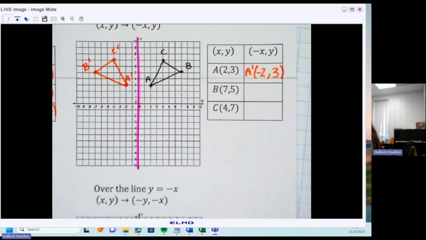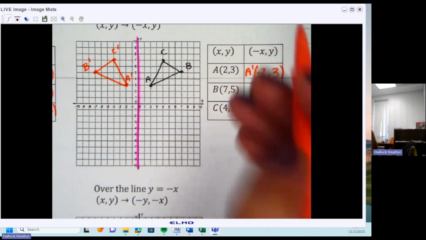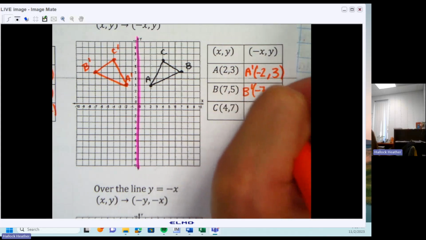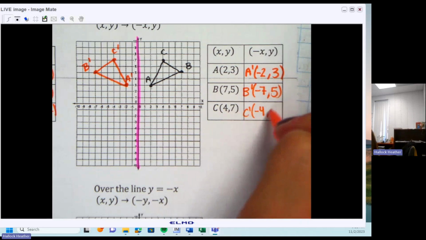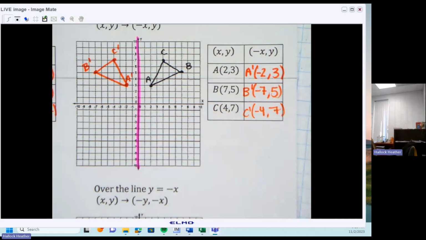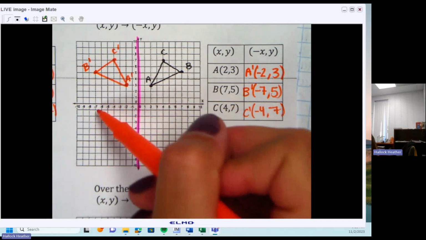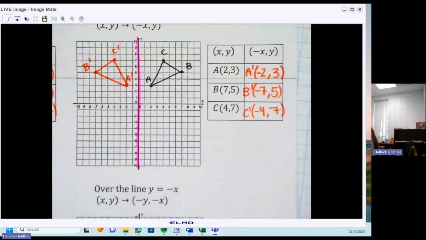Yeah, so this is different from the last thing that we did. So B, it was (7, 5). So now my rule is I'm making x negative. So B prime is now (-7, 5). Y stays exactly the same. C prime is (-4, 7). And you could also just look at your graph to make sure that matches. So I went over -4, I went up 7 to get to C, I went over -7, I went up 5 to get to B, went over -2, went up 3 to get to A prime.